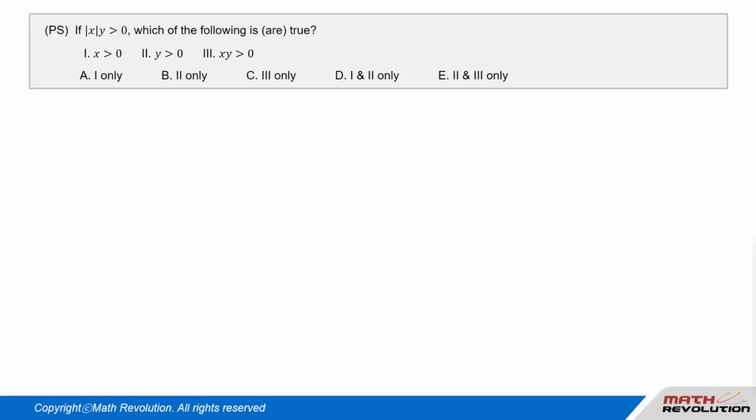Question. If the absolute value of x times y is greater than 0, which of the following are true? Option 1. x is greater than 0. Option 2. y is greater than 0. Option 3. x times y is greater than 0.